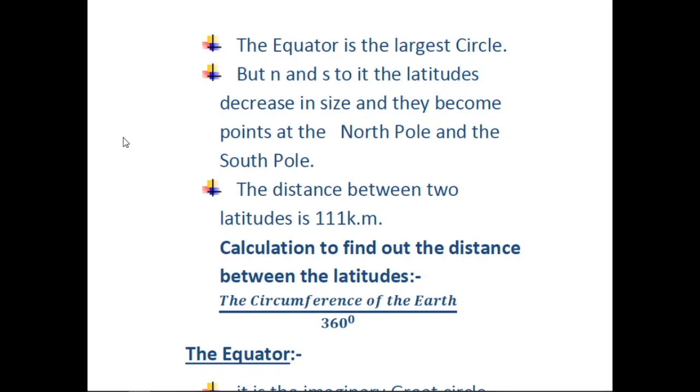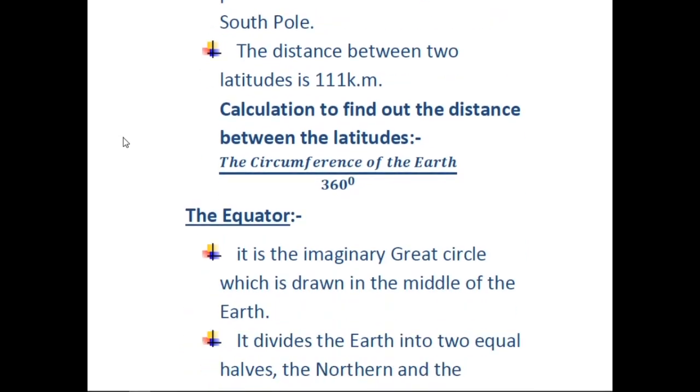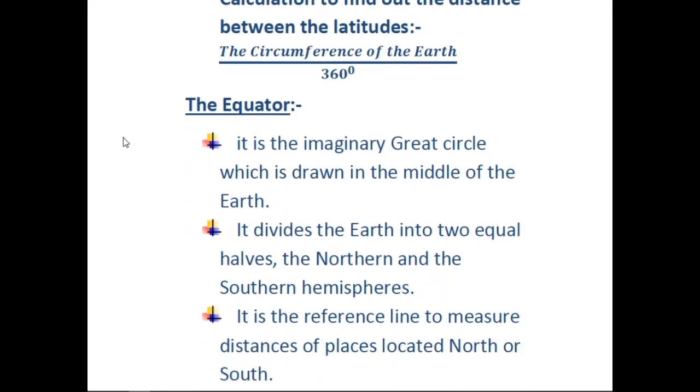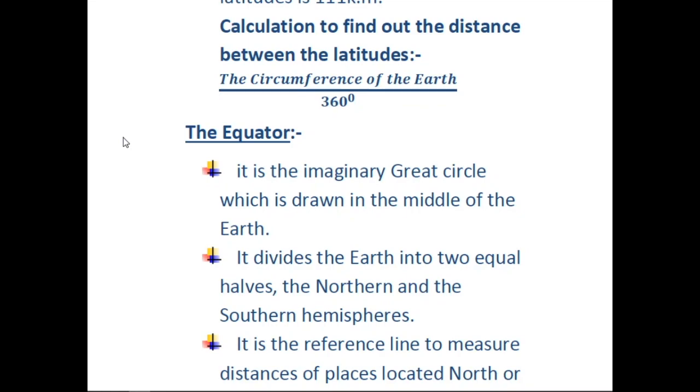Children, the distance between two latitudes is 111 kilometer. How has it come, how do we get it? See the calculation, already it is written over there. I have given you the circumference of the earth divided by 360 degree, which is approximately coming to 111 kilometer.